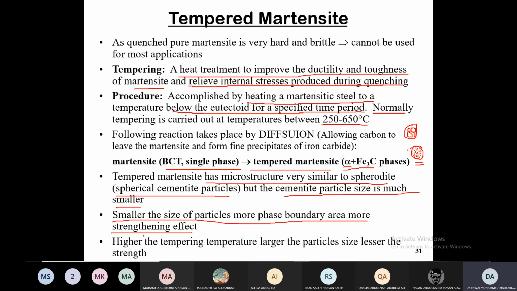Another thing, how will tempering affect the behavior or the mechanical properties of the tempered martensite? We say the higher the tempering temperature, the larger the particle size, the lesser the strength. So you can also control your tempered martensite with the tempering temperature that you are using.